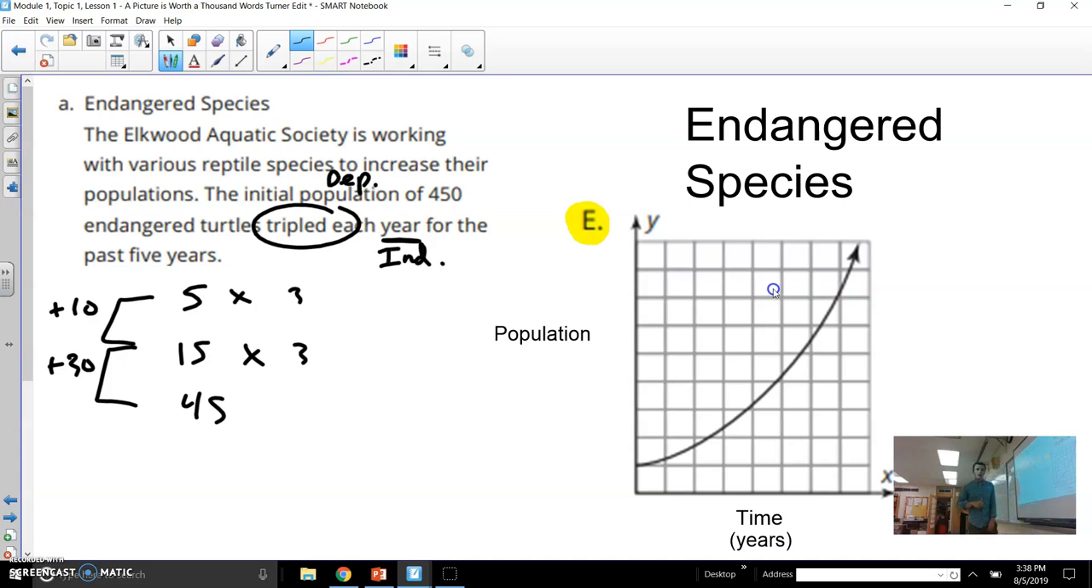Okay? Now, there's one other thing we want to label. There's not too much labeling that you can do here, but there's one very important number that they gave you, 450, and that's the initial population. So we may think about throwing 450 right there just so that we can understand, hey, that was the initial population, but as time goes by, that's the number that's going to triple over time.